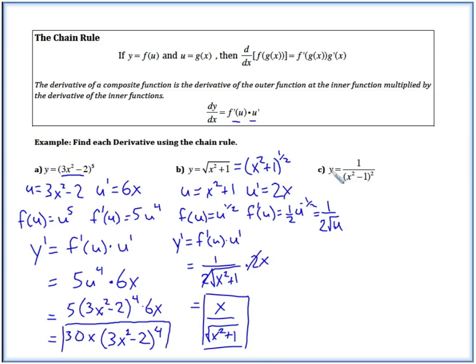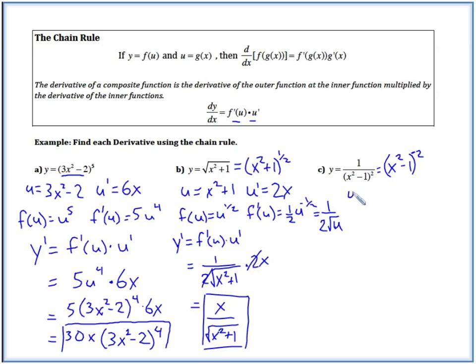Alright, moving on to letter C. Here we have a rational function, and it looks like our two functions here are in the denominator. So what we want to do is go ahead and rewrite this using a negative exponent. Okay, so we'll just say x squared minus 1 to the negative 2.